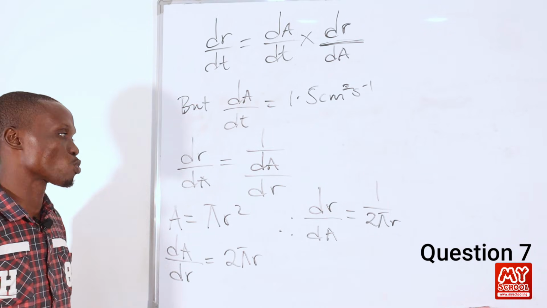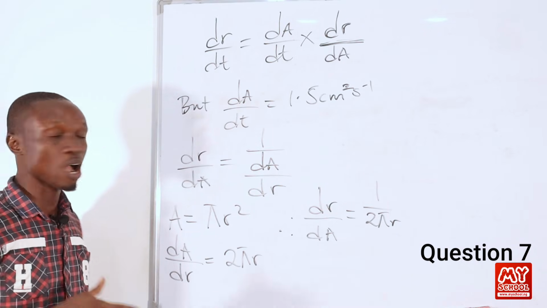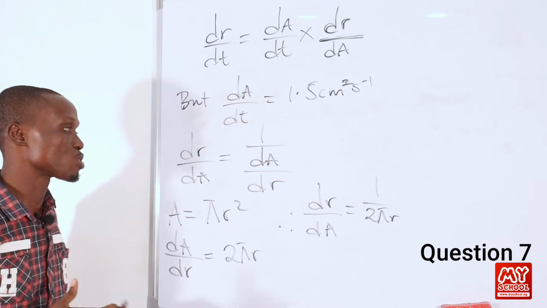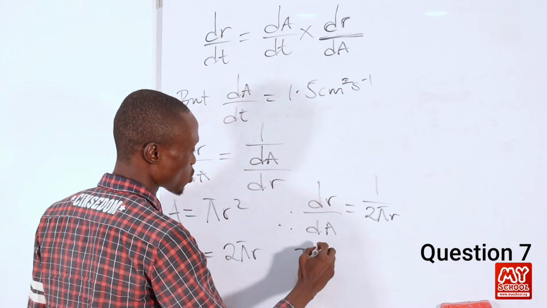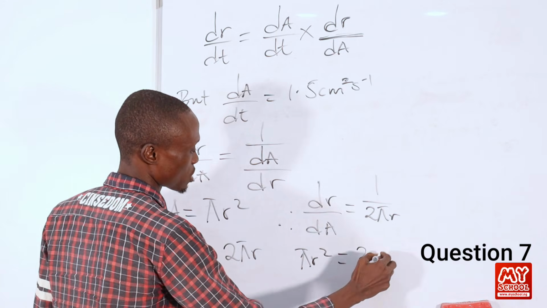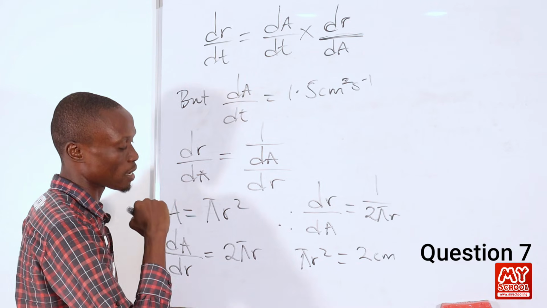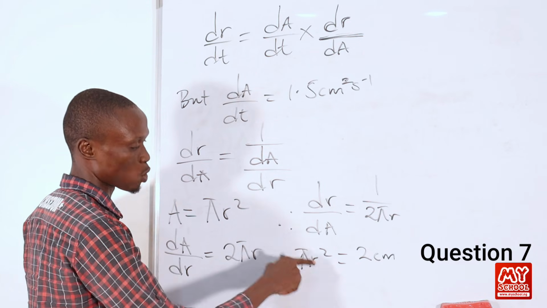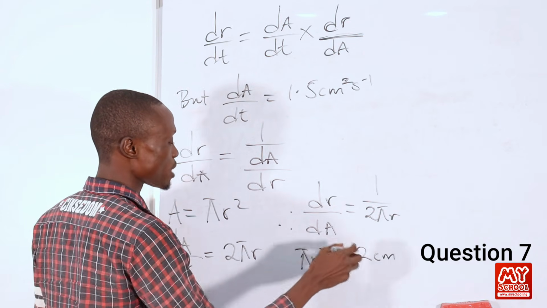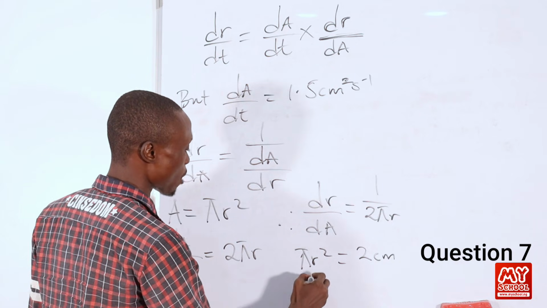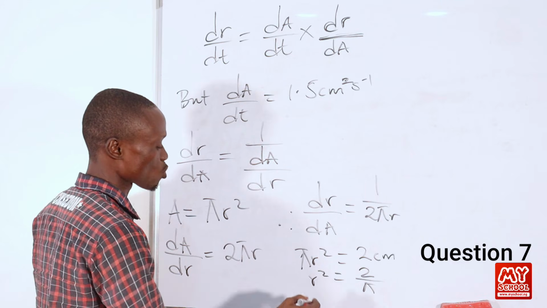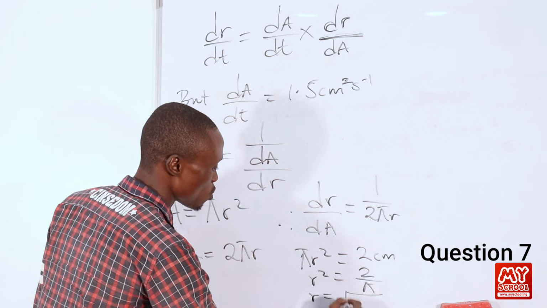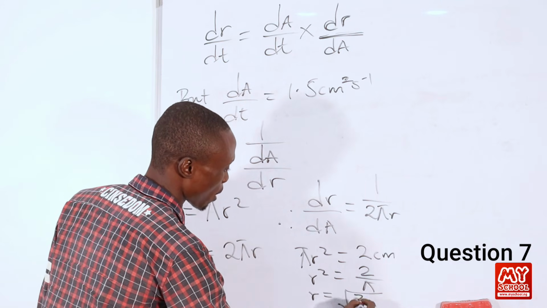Now, in question 2, we were told that the area of the circle is equal to 2 centimeters squared. So, if the area of the circle, which is pi r squared, is equal to 2 centimeters squared, from here we can get the value of r, because we need it. Dividing both sides by pi, we have r squared equals 2 divided by pi. So r is equal to root of 2 all over pi.